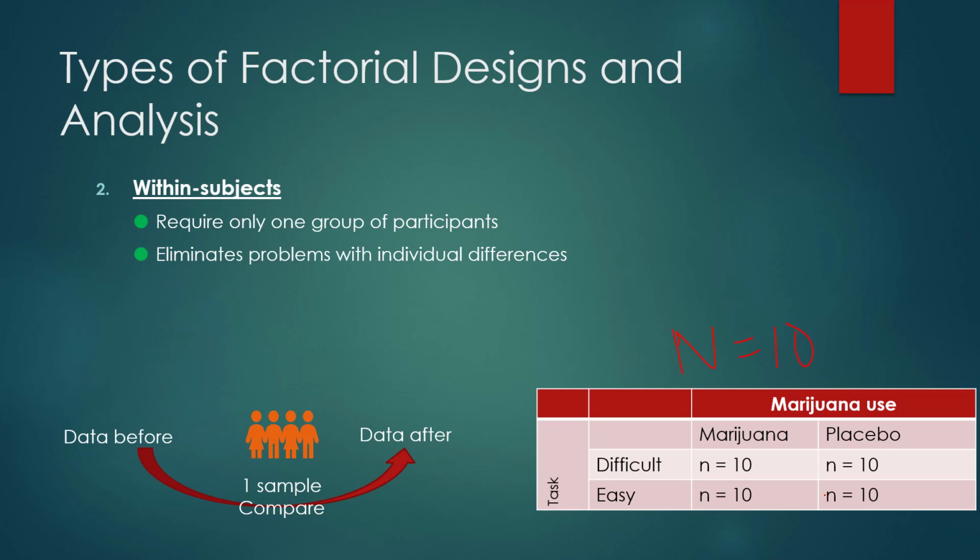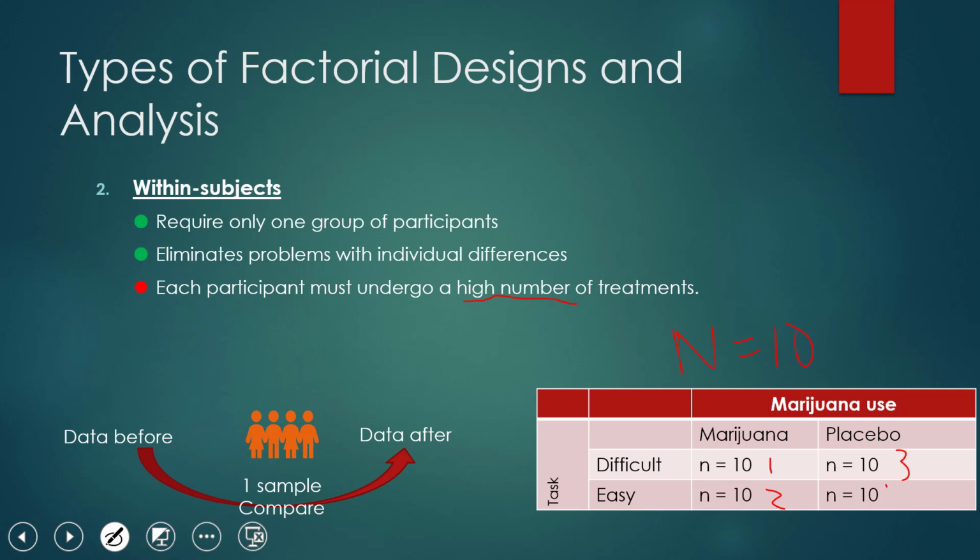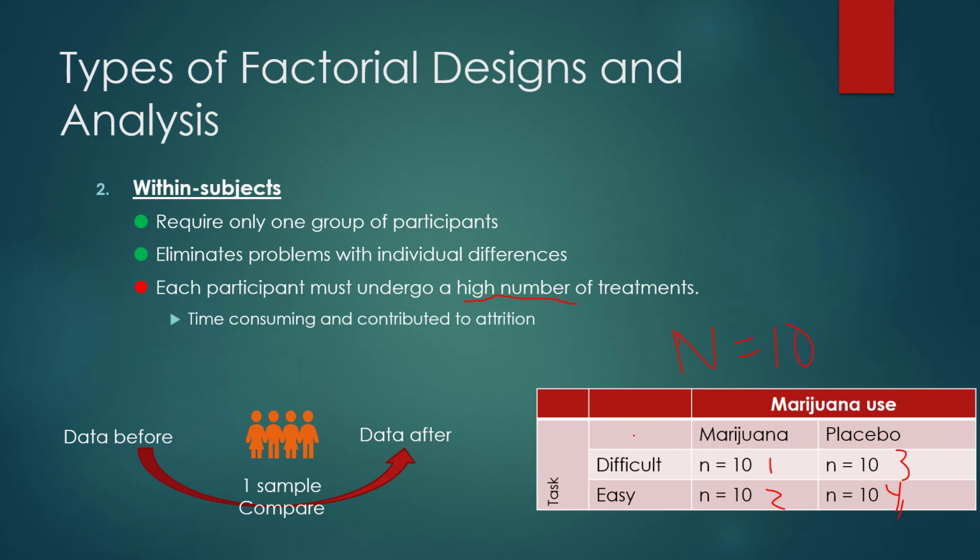However, one of the disadvantages is that each participant undergoes a high number of trials. So if you look here, this is a high number of trials, right? Each subject has to do 4 different things. They do 1, 2, 3, 4 different things. So this is time consuming, and because it's time consuming, that can also contribute to attrition. So people might say, I don't have time to come back a week later and do the placebo condition, you already gave me marijuana, I'm good to go. Or people in the placebo condition say, I already did this and it was kind of boring, so I don't want to come back. It also increases the risk of order effects.